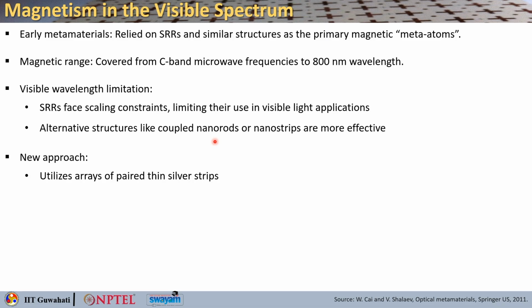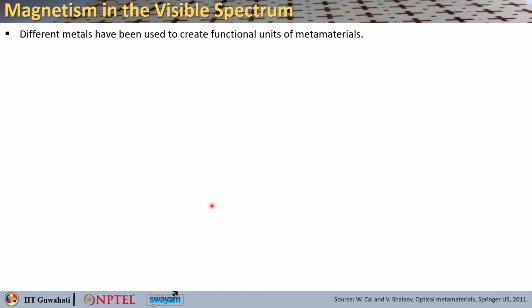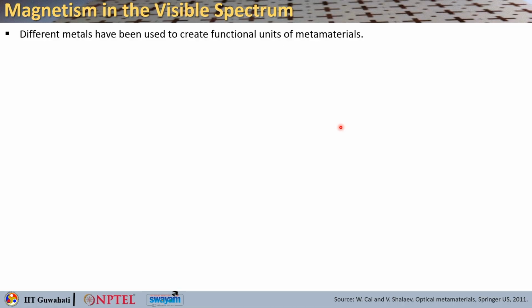So, in this particular lecture, we will see a route to strong and controllable magnetic response in the visible wavelength range, mainly using structures like pairs of thin silver strips, that can give a strong tunable magnetic response within the visible spectrum. Now, before we proceed with discussing experimental demonstration of magnetism in the visible range, it is important to address one issue, that is regarding the constituent materials which are typically used in metal dielectric metamaterials that operate within the visible range.